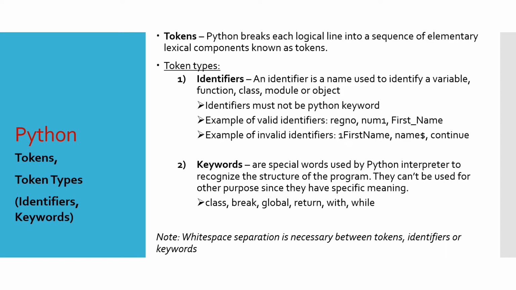So keywords: without keywords, there is no program in the world. Every program will have some kind of keywords, and I've just called out some of them. Class is a general, common one. Break. Global is used for declaring a variable in a global location. Return is a common one, along with while when you're doing looping conditions, etc. So it's very important to know when not to use the keywords.